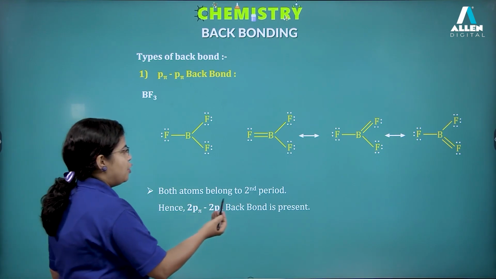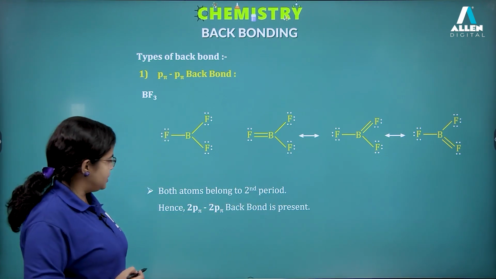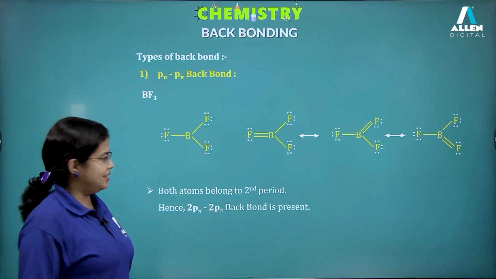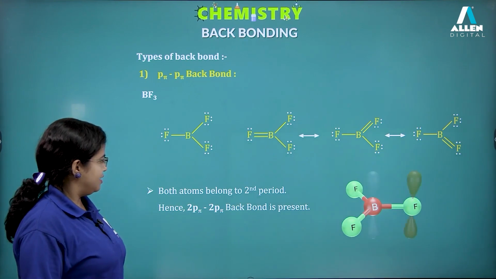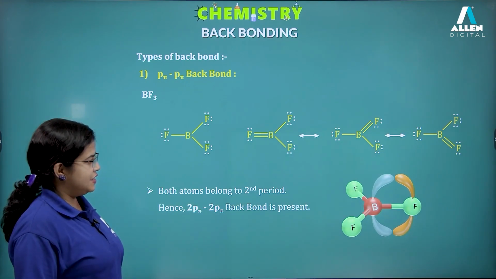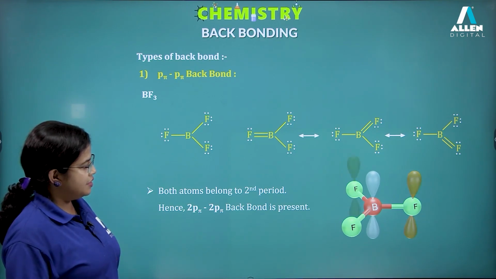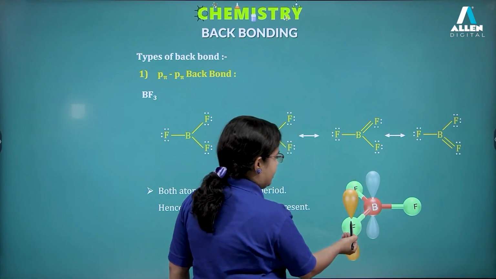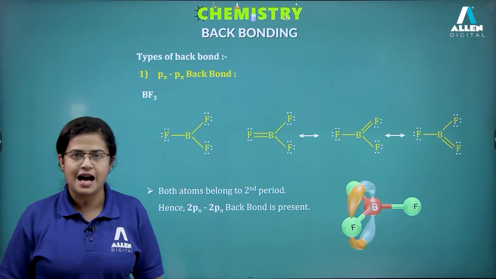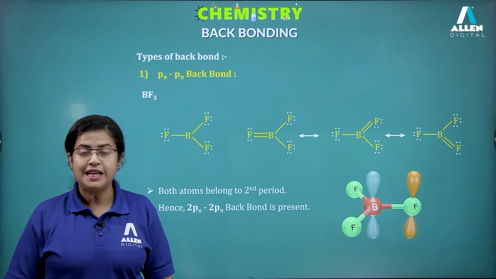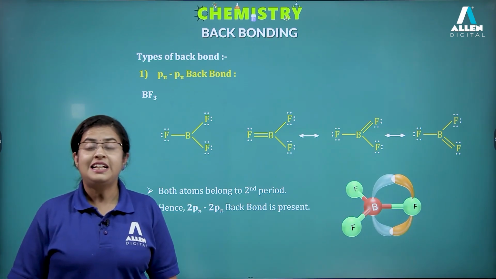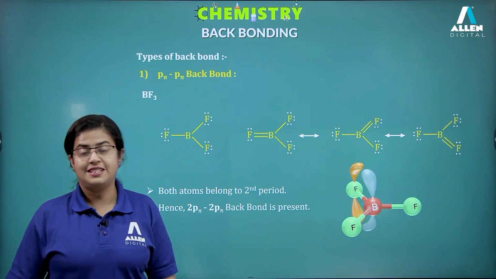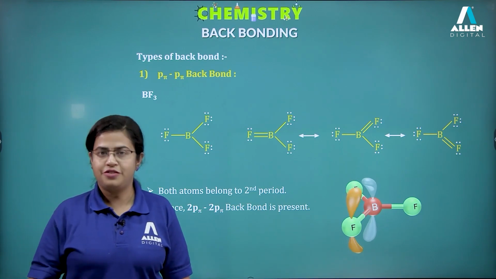So, both the atoms belong to the second period, as I had just now mentioned, and hence it is 2p-2p pi back bonding. Yes, as one of the back bonds is shown here with this followed by this, and right now this fluorine atom. So, back bonding increases bond order, bond strength, decreases the bond length, and decreases the Lewis acid strength of BF3.